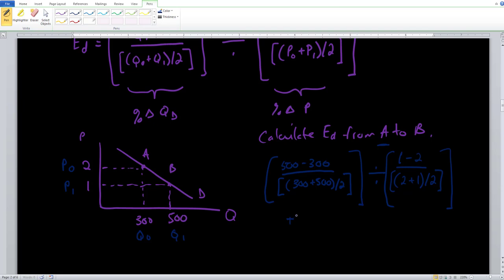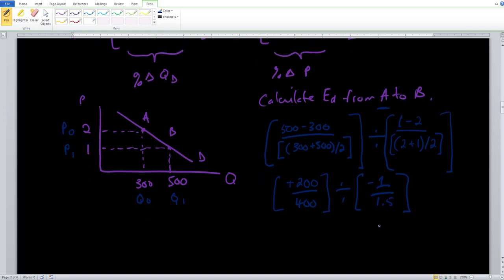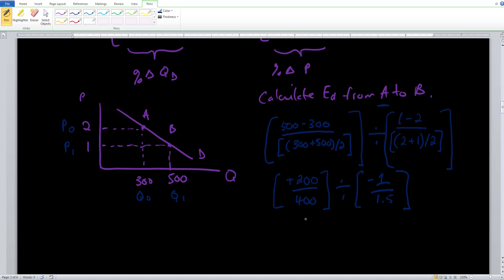So here, we get a positive 200 over 400. That is still the percentage change in quantity demanded. And then we want to go ahead and divide it by, keep on simplifying, negative 1 over 1.5. So here, just simplifying, we have a positive in our numerator, we have a negative in the denominator, and then just keep on simplifying. So here, 200 divided by 400 is 1/2. We divide this by negative 2/3. So here, if you put that into your calculator, 1 divided by 1.5 will give you negative 2/3.